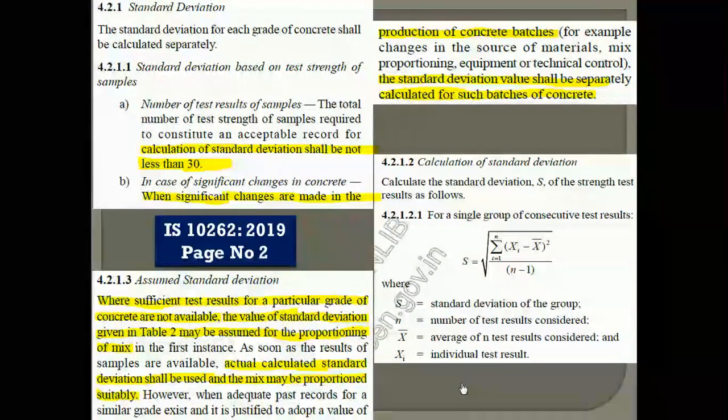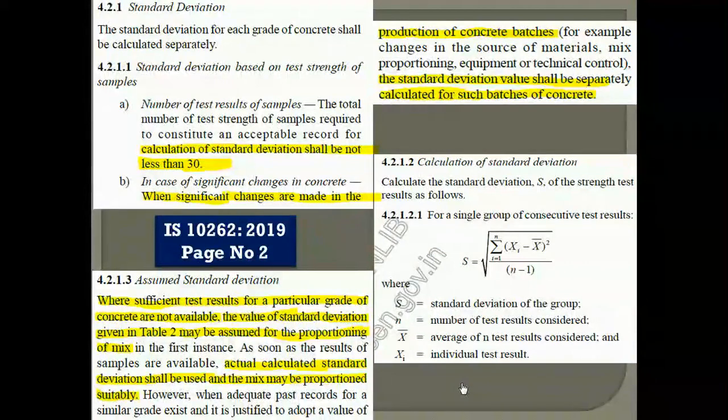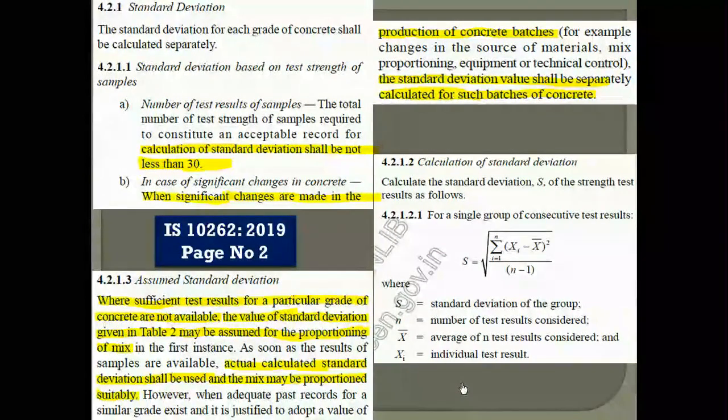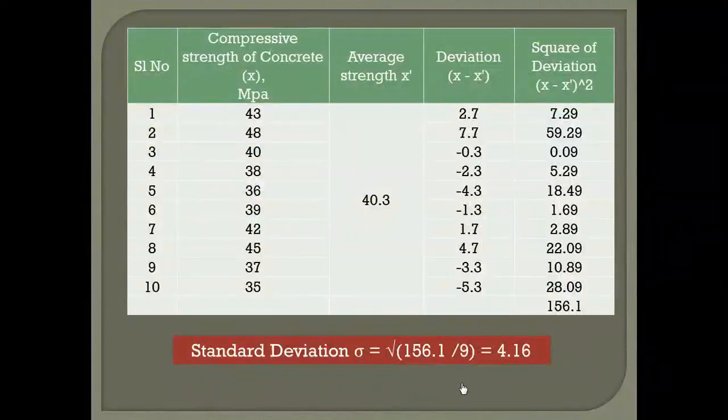I think you have done this in your mathematics also in a similar way. So s is equal to the square root of the sum of squares of deviation divided by n minus 1. This is the formula to find the standard deviation. Like that, I have one example you can see. So I have 10 samples.